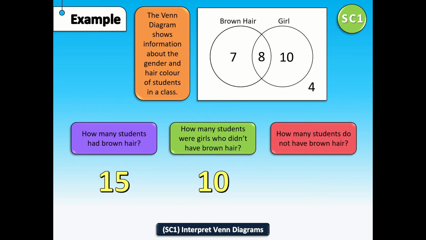And how many students do not have brown hair? So that is everything outside of the brown hair circle. So that's 10 and 4, which is 14.